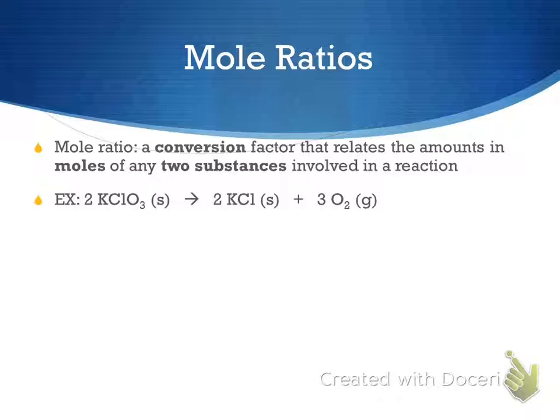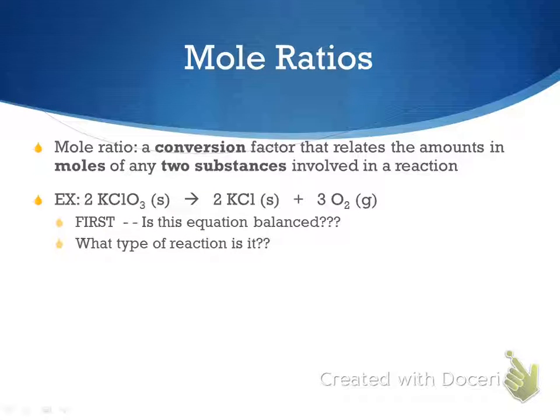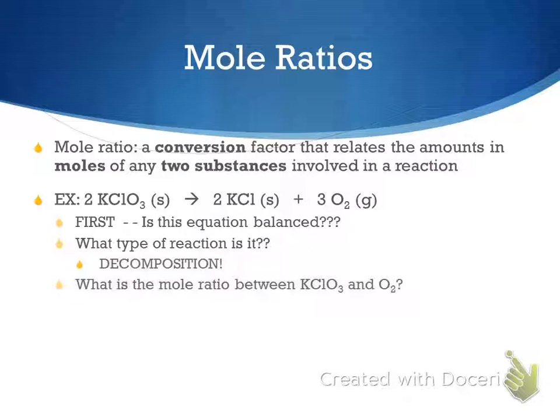We have a reaction. First of all, is it balanced? Let's check to make sure this equation is balanced. Right, how many potassiums here? 2 and 2. How many chlorines? 2 and 2. And how many oxygens? 6 and 6. So we're good on the balancing part. Tell me what type of a reaction this is. Good, decomposition. We start with a complex molecule. We break it down into two or more simpler molecules. Very good. Okay, so it's a decomposition.